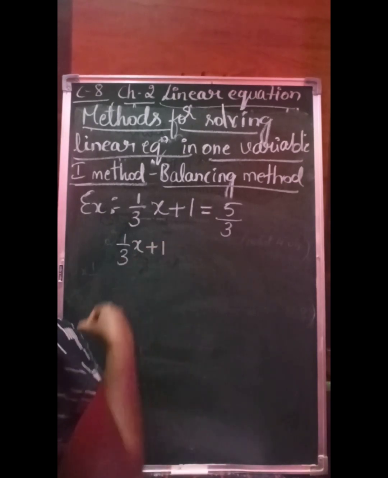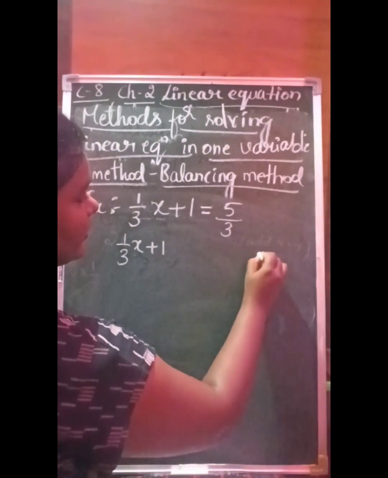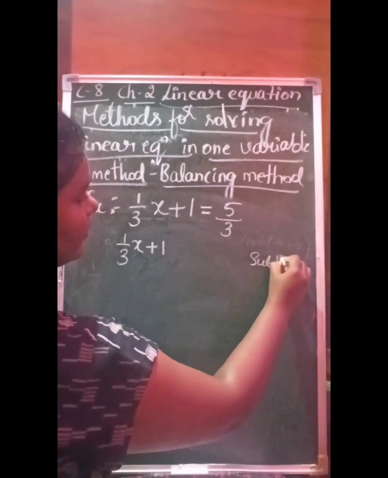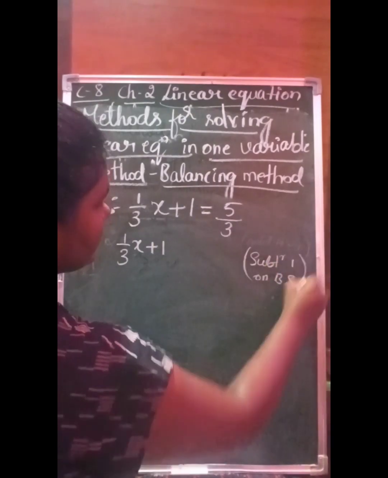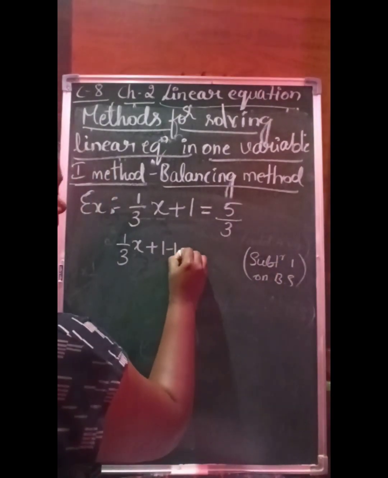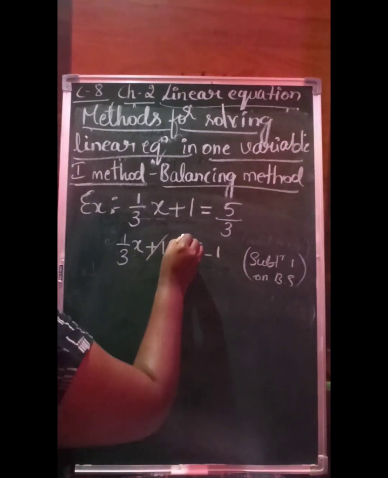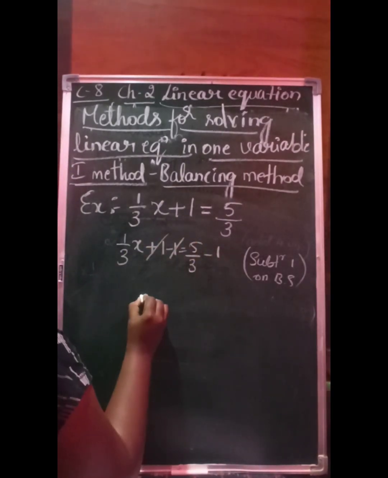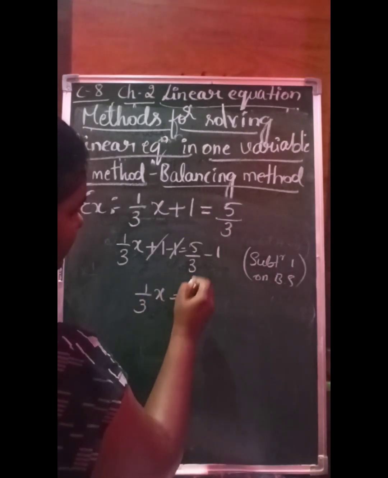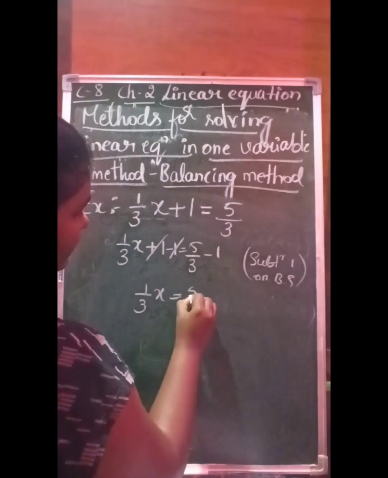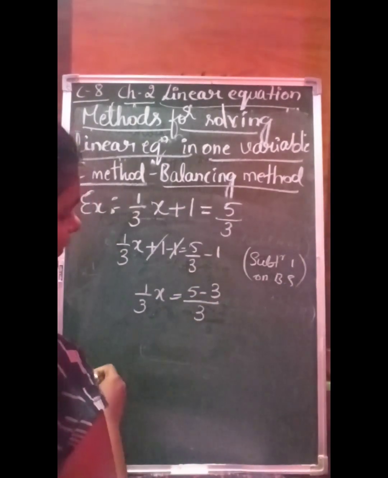Now consider plus 1 and subtract 1 on both the sides. So what you will get? 1 by 3 x plus 1 minus 1 equals 5 by 3 minus 1. So now plus 1 minus 1 will get cancelled. On the left hand side you have 1 by 3 x equals, here take LCM, 5 minus 3 ones are 3, then whole divided by 3.